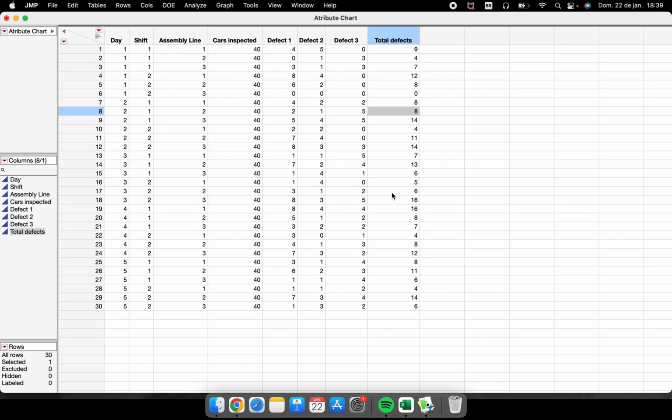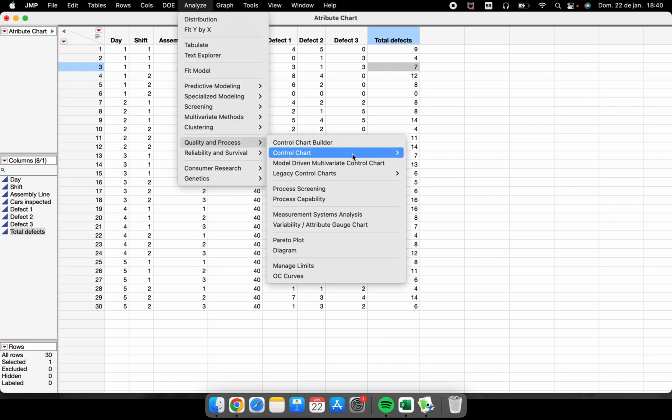The data table is exactly the same, where we have different days, shifts, assembly lines, the amount of cars that were inspected, the amount of defect 1, 2 and 3 that were seen in these 40 cars, and the total defects that we had inspecting those 40 cars. So our response variable here that we are very interested in to perform this U chart is the total defects. Okay, so let's go there.